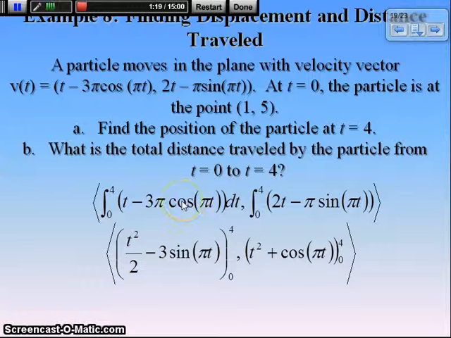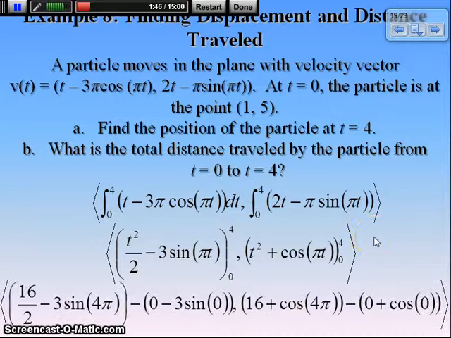The antiderivative of cosine is sine, but you have to do u substitution here. u would equal pi t, which means that du would end up being pi dt. So I'd have to add a pi, which also means when I was doing my integral, I'd need a 1 over pi, and so that's why that goes away. Similar process over here, and then of course the integral of 2t is t squared.